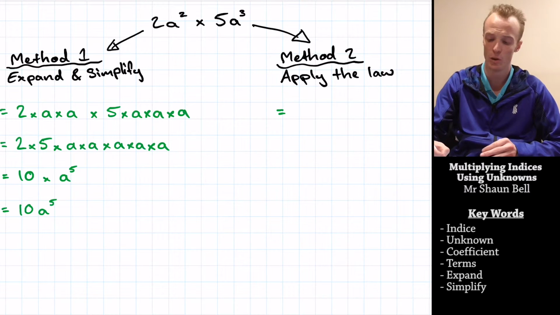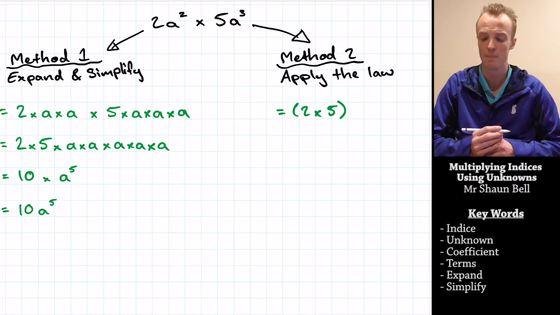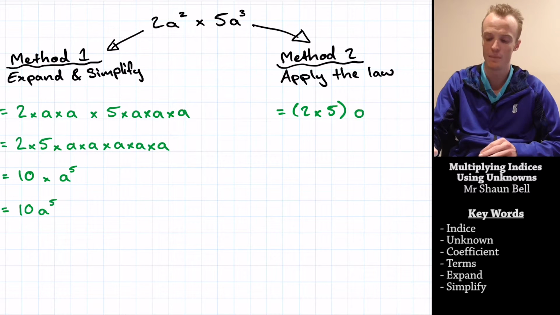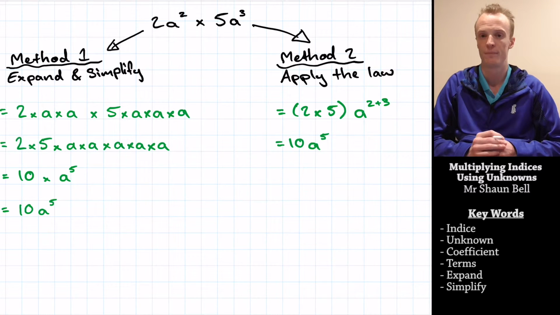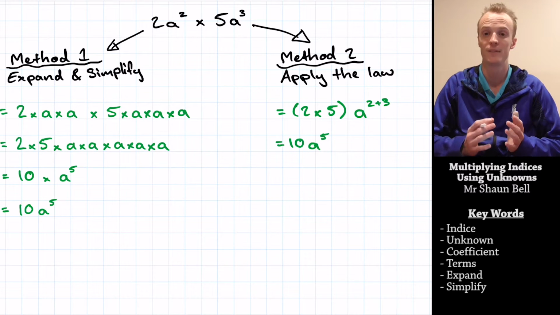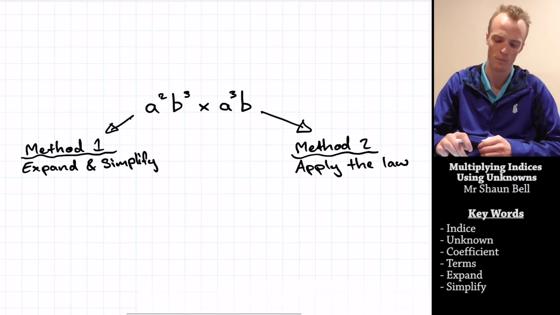So that's going to be 2 times 5. Then, because we're multiplying two indices with the same base, that a, we keep the base the same, but we add the exponents. Now 2 times 5 is equal to 10, and 2 plus 3 is equal to 5. So this is equal to 10a to the power of 5. Now you'll find that both methods will arrive to the same solution, but method 2 is much more efficient in its process. So now let's take a look at one more problem.